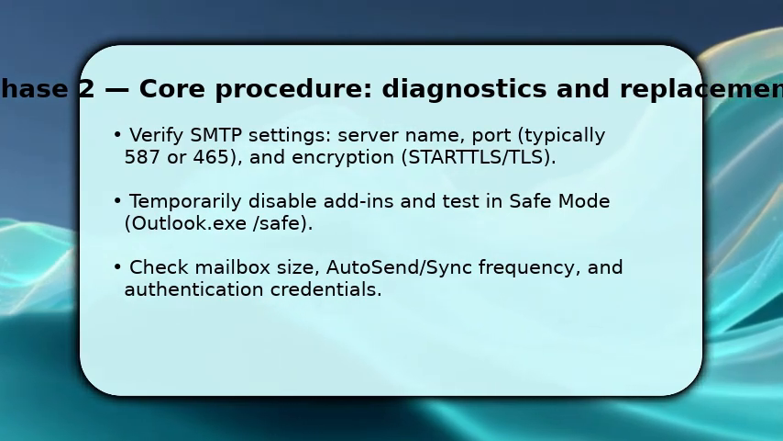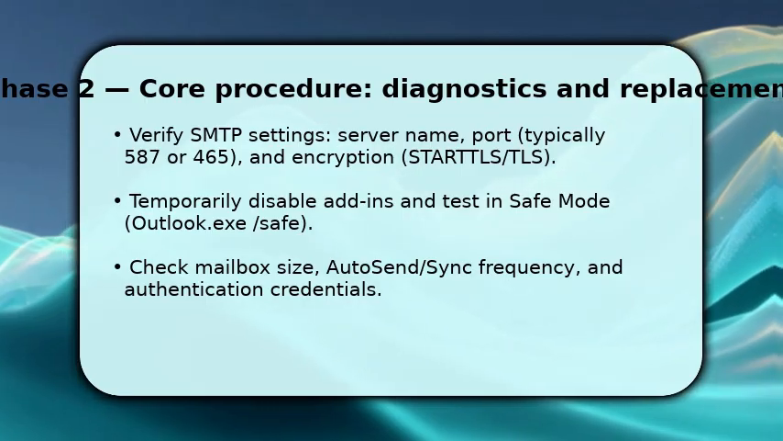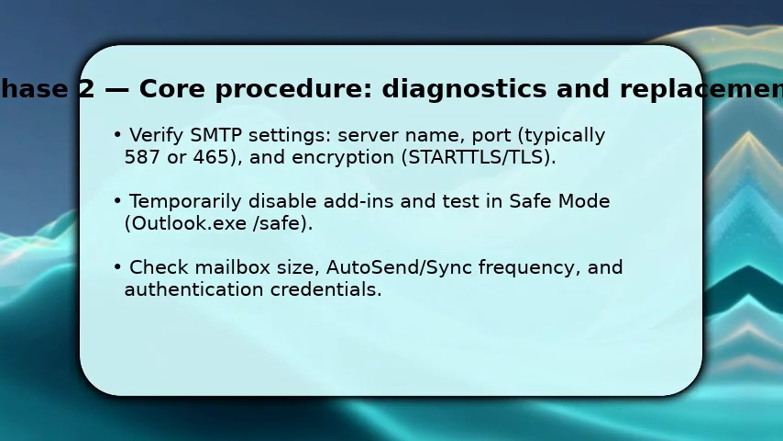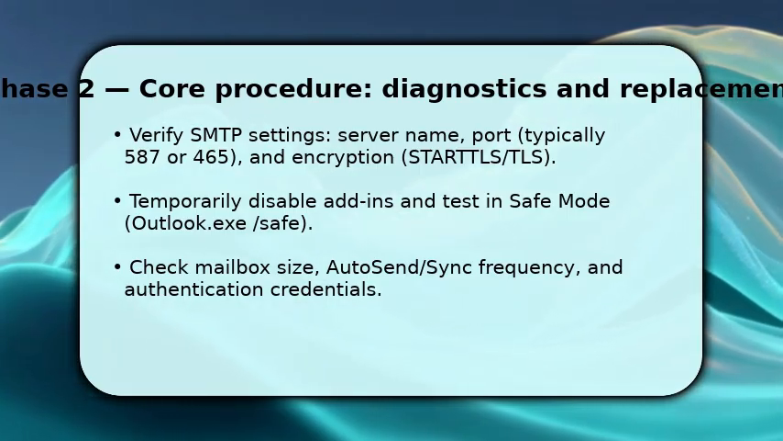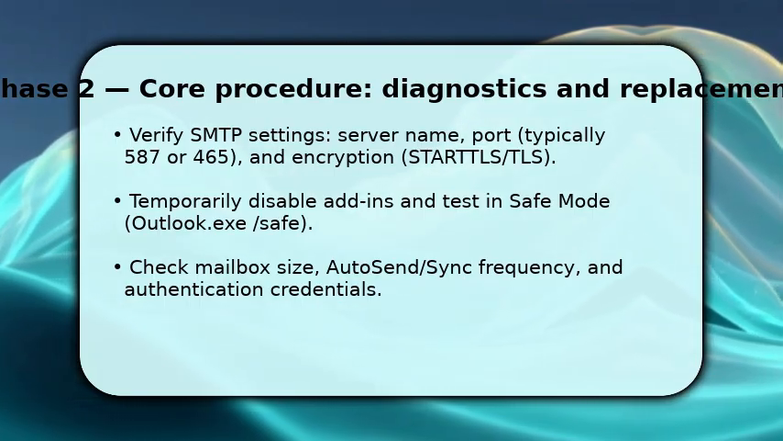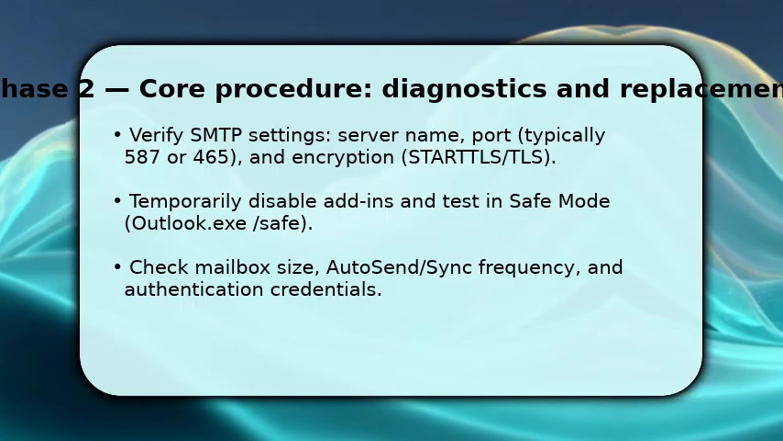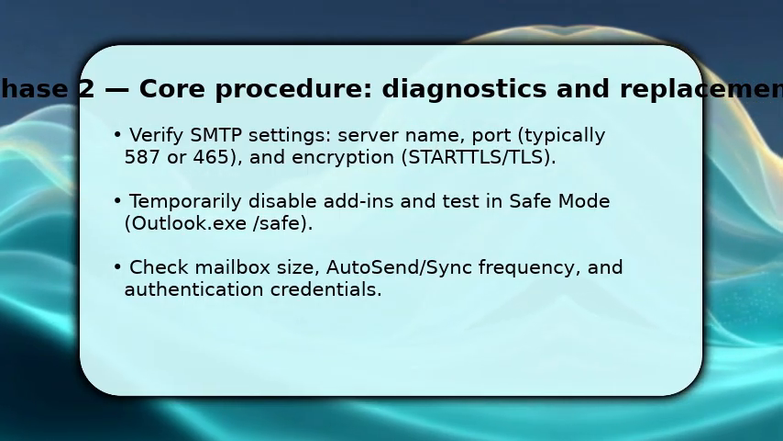Verify SMTP server name, port, usually 587 or 465, and encryption type, because mismatched settings stop outgoing mail. Then, run Outlook in safe mode to rule out add-ins, disable suspicious add-ins, and test sending again. Also inspect mailbox size and sync frequency, and re-enter your password to refresh authentication tokens.